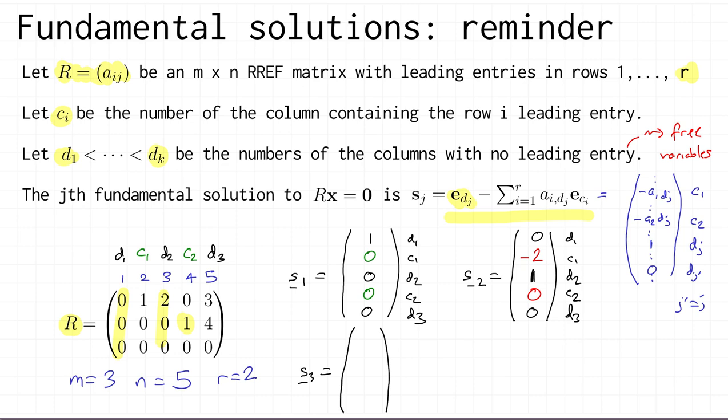This time we should have D1 and D2 equal to 0 and D3 equal to 1, and then we would have again minus the other entries in that column as our entries in the rows labeled by 3, so we would have a minus 3 here and a minus 4 there. And that is our final fundamental solution in this example. That's how we constructed our fundamental solutions.